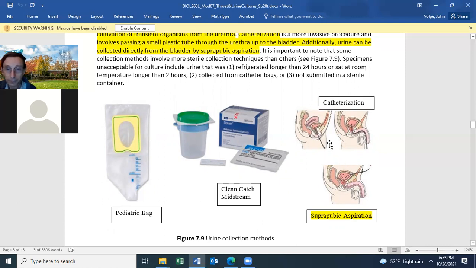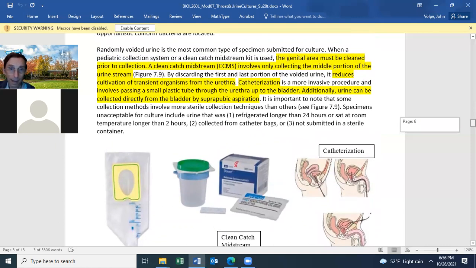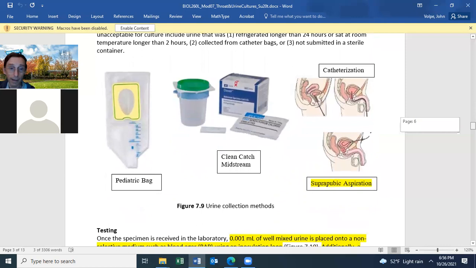The catheter is much cleaner, but obviously as you're putting the catheter up the urethra, it can pick up bacteria and then put the bacteria into the bladder. Still, the catheter is much cleaner, has much less contamination of bacteria than the clean catch midstream method of getting urine. Any question about any of that?